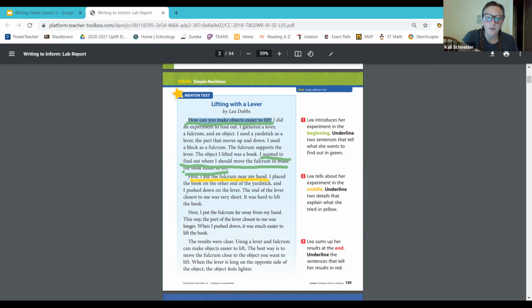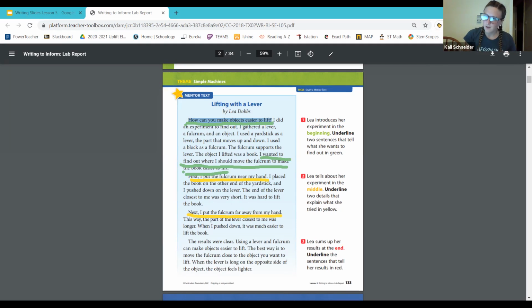Next, I put the fulcrum far away from my hand. Okay, so that is her second thing she did, right? She tried putting it farther away. First, she put it close, then she put it farther away. This way, the part of the lever closest to me was longer. When I pushed down, it was much easier to lift the book.